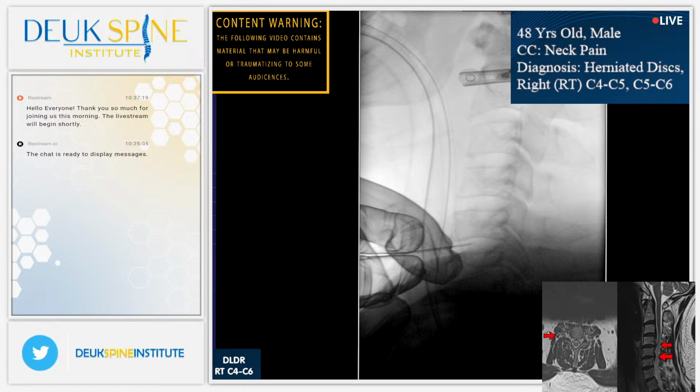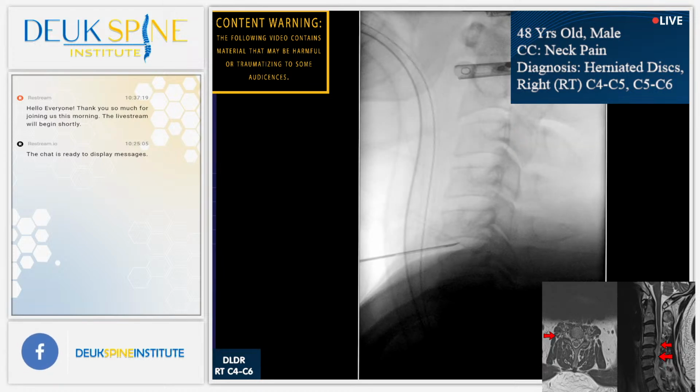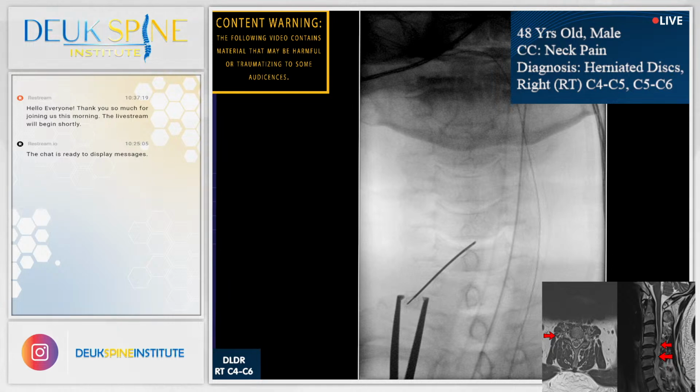Let's get a quick AP. The lateral looks good. 2, 3, 4, 5, 6. So we're in the 5-6 disc. It's the bottom disc that we're going to start with. Perfect. Right in the middle. I love it. And we're going to get a discogram.